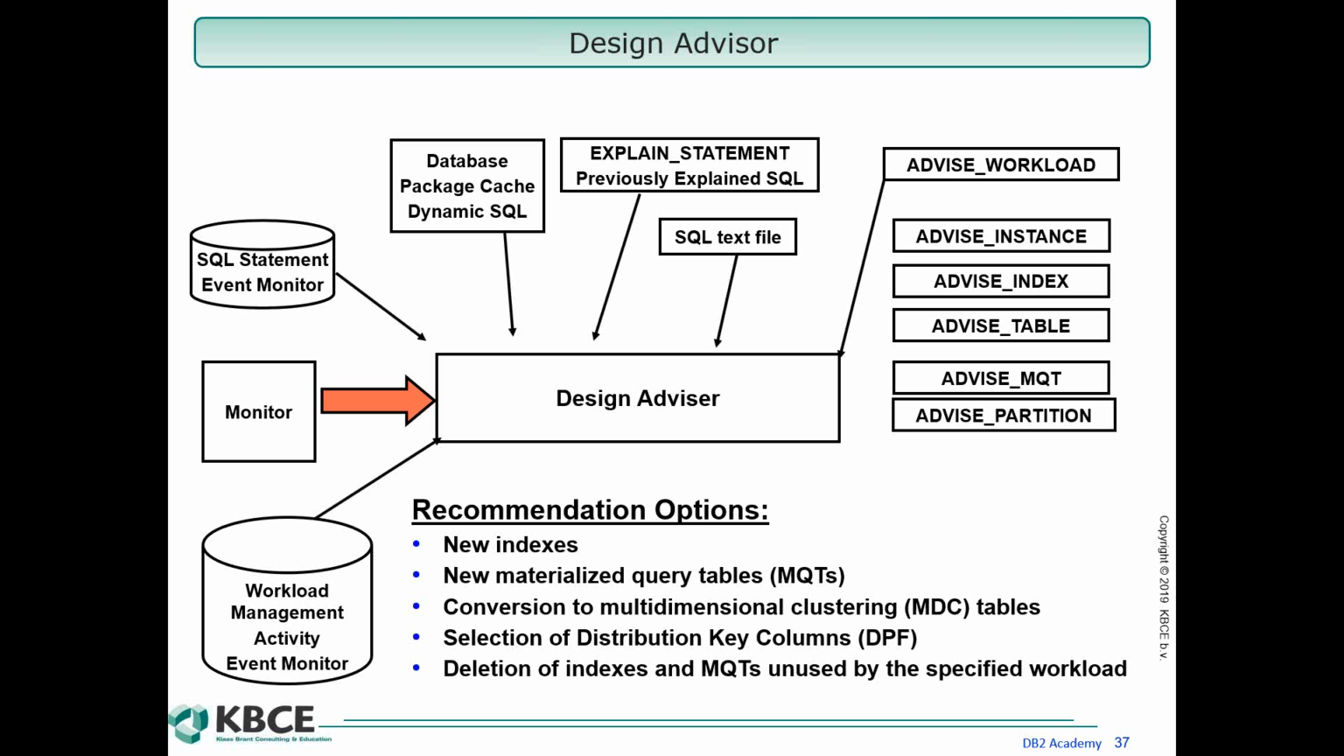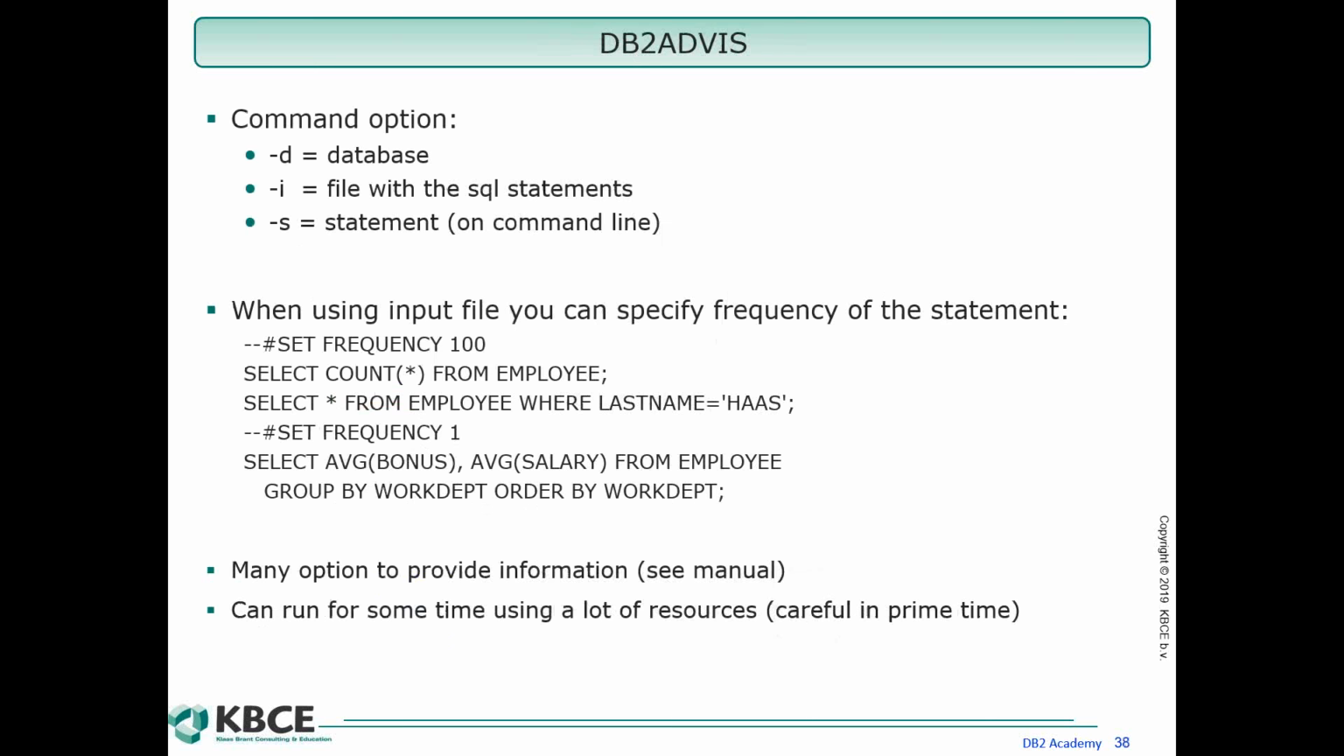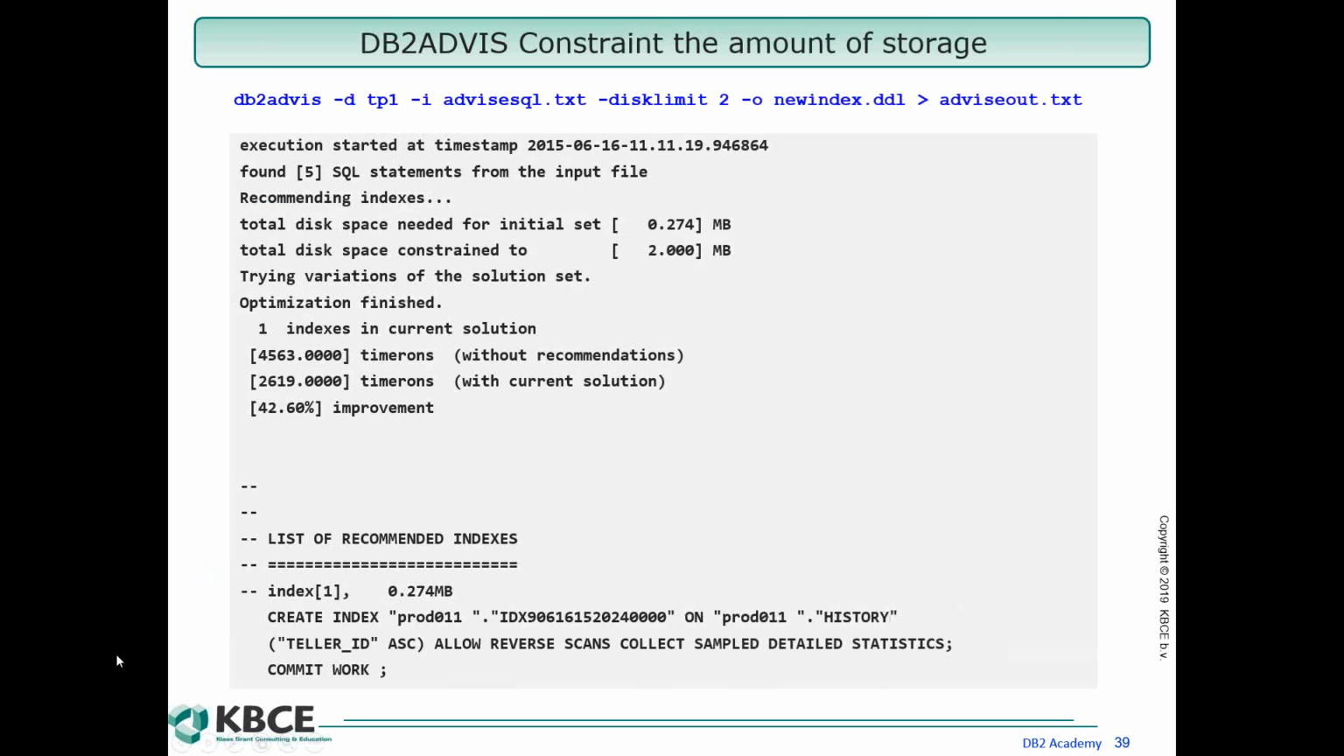So the design advisor is a piece of software into which you throw SQL. Again, we've seen how we can get our SQL, and you throw that into the design advisor, and it comes up with some advice. How does that work? You have a file with some SQL statements. In the file, you can also mention, unfortunately with a different syntax than db2batch, a frequency, how often the statement is being used. You give that to the design advisor, and it comes up with advice on what indexes should be created.